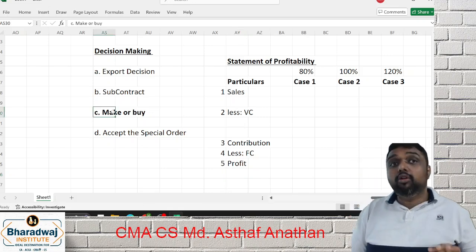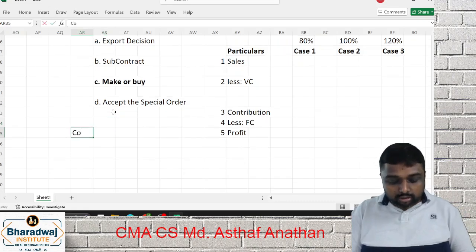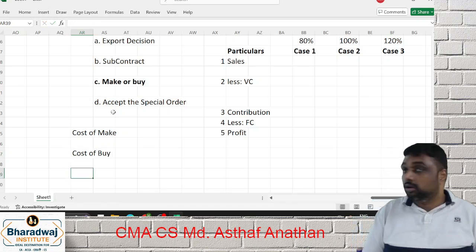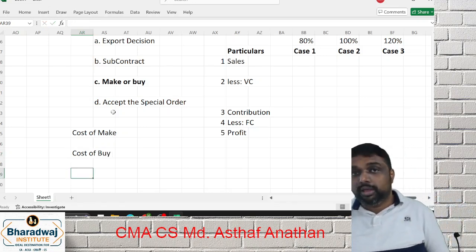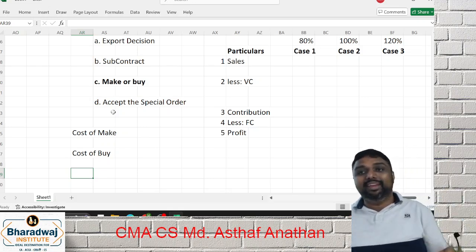How is make or buy? Make or buy is very interesting. It's a very small point only. You have to identify what is your cost of make and what is your cost of buy. You have to compute your cost of make and your cost of buy. If your cost of make is less than cost of buy, you will make it.